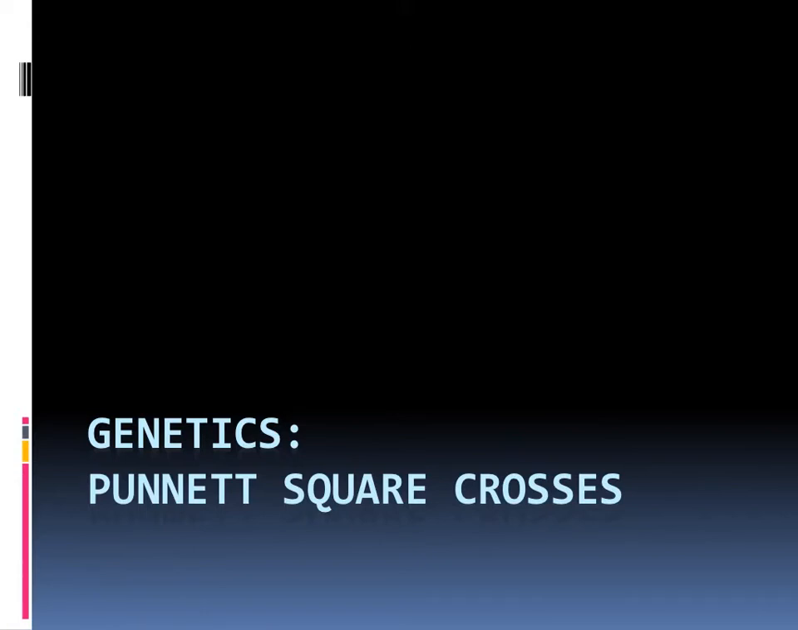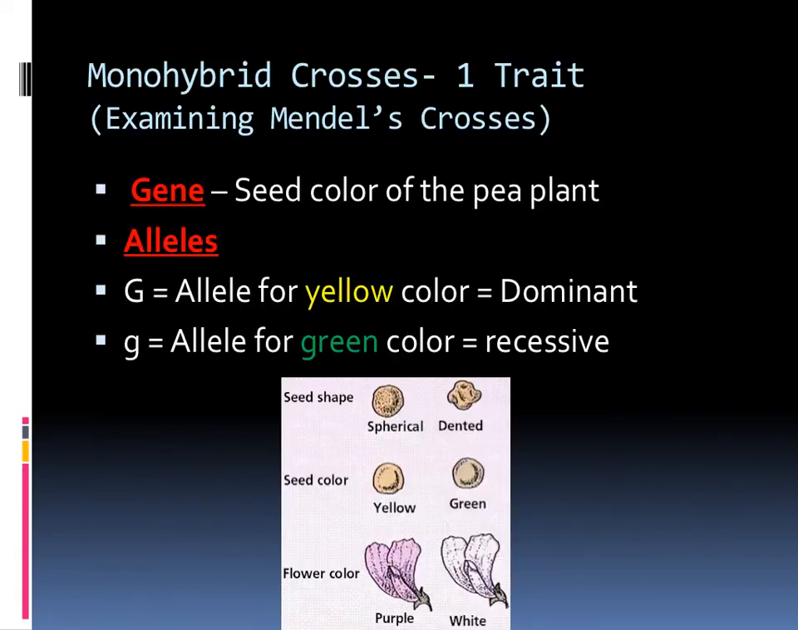Now, the best way to go about the Punnett square cross is to always give you an example. So, the example that we're working with is called the monohybrid cross. You're just looking at one single trait. Now, Gregor Mendel actually formulated these monohybrid crosses, and so we're going to take a look at his work and then later apply these same rules to different kinds of problems.